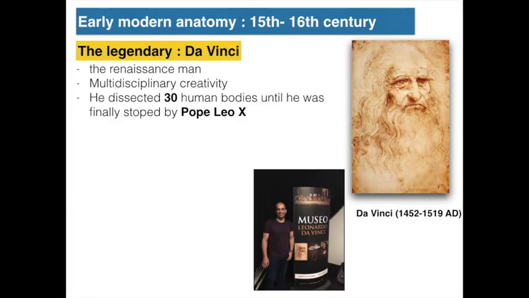He had a good connection with the emperor at that time. The Italian emperor allowed him to start the dissection of the human body. You know, before that time, the church was still very strong and they prevented dissection. But Da Vinci was an exception, because he was allowed by the emperor to dissect 30 human bodies. And he asked him to make a new book of anatomy.